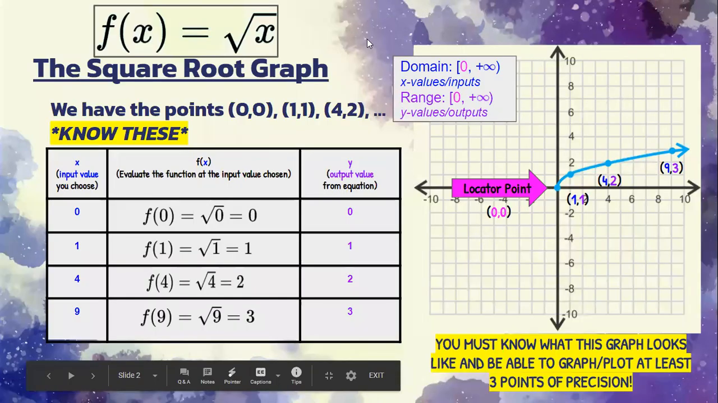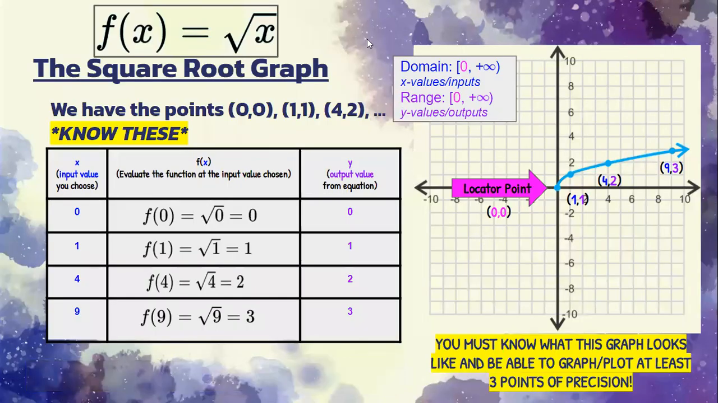So last week when we started talking about our radical functions, we started to talk about the square root graph. f of x is equal to the square root of x. And this is going to be our parent function for a square root, or a mother function, as we have put last week.